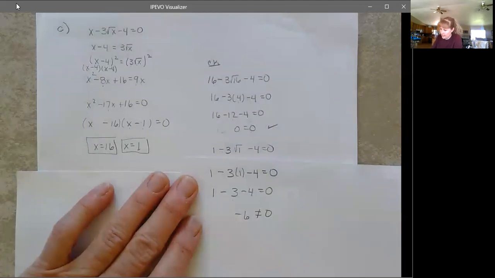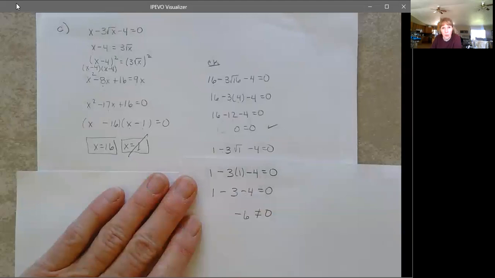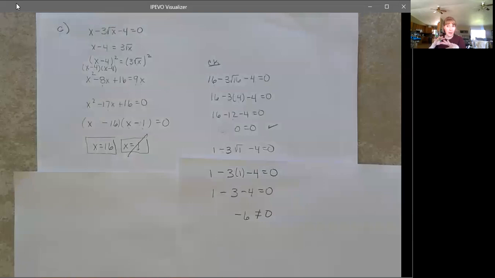So that means 1 does not work. Okay? 1 does not work. Your only solution is 16. So again, please, when you have those radicals and stuff, you really need to check. If you're not checking the others, which you should be, when you have a radical, especially, or a fraction, make sure it's not excluded from the domain, that answer.